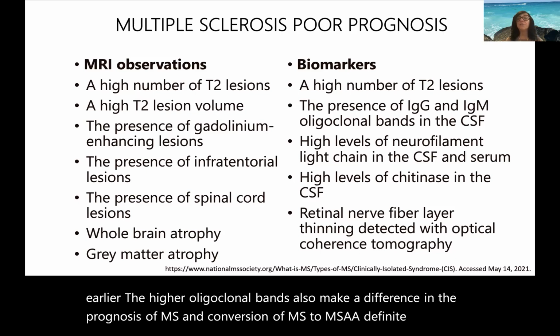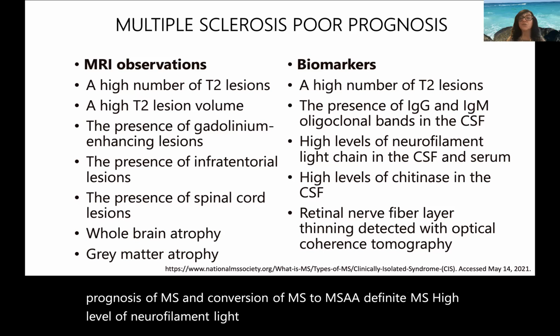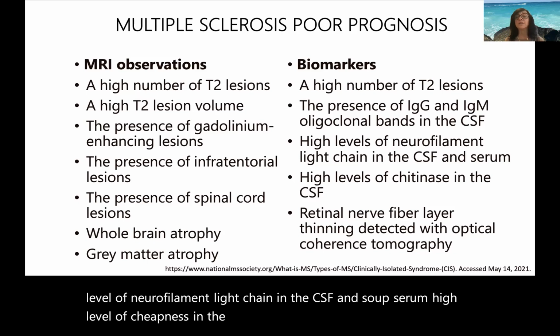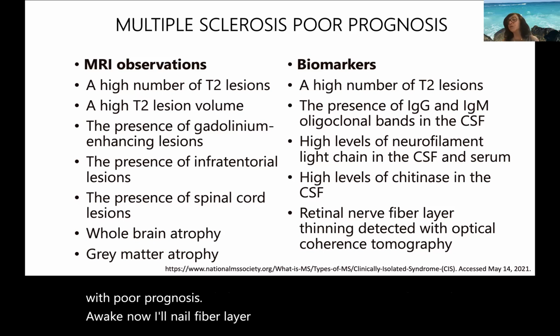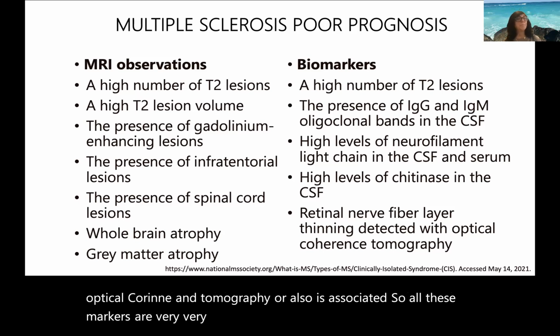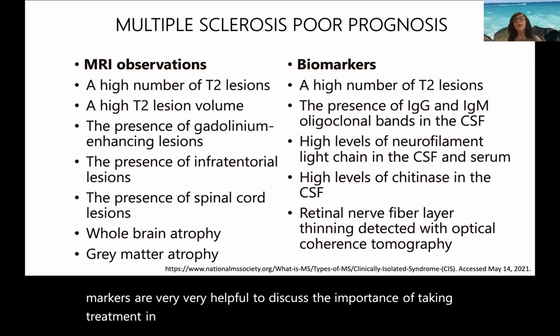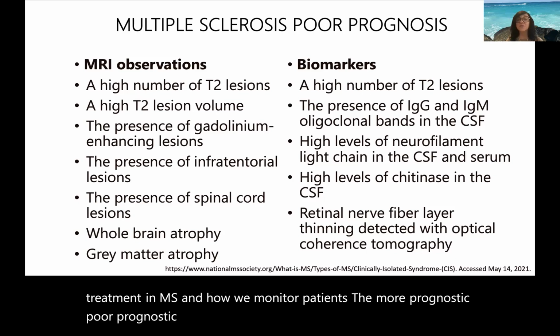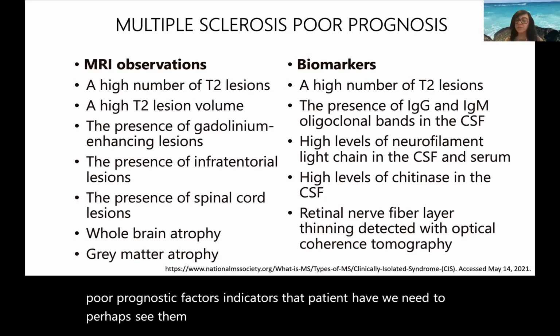High levels of neurofilament light chain in the CSF and serum, and high levels of chitinase in the CSF, also were associated with poor prognosis. Retinal nerve fiber layer thinning detected with OCT, optical coherence tomography, is also associated. So all these markers are very helpful to discuss the importance of taking treatment in MS and how we monitor patients. The more poor prognostic indicators the patient has, we need to perhaps see them sooner and be more aggressive with medications.